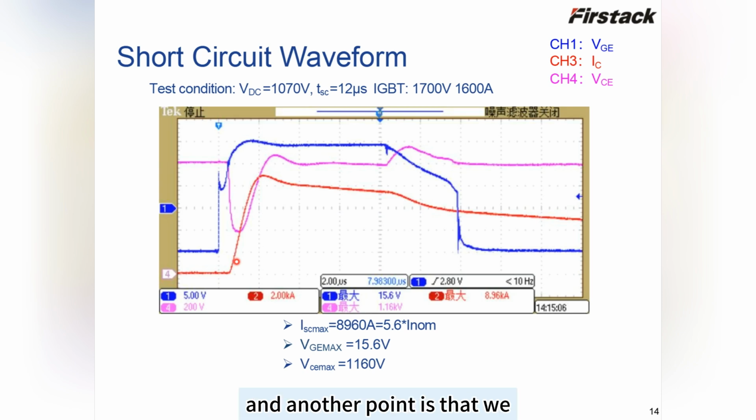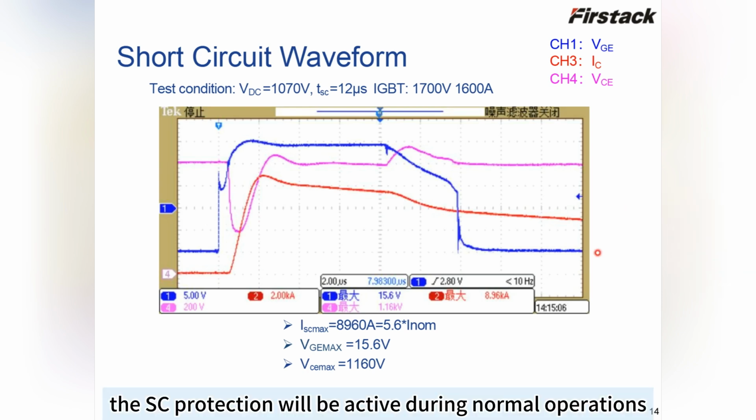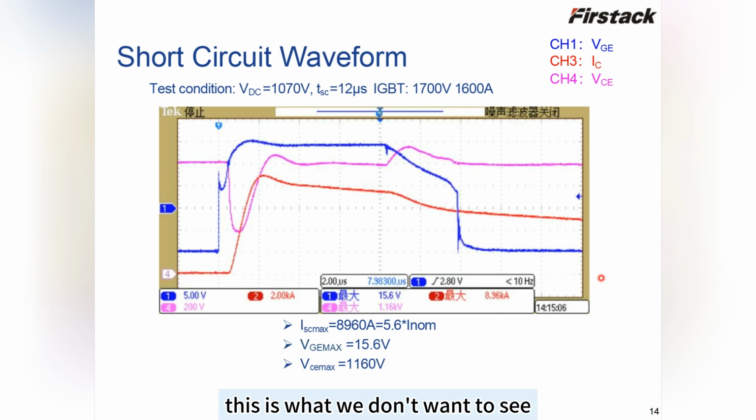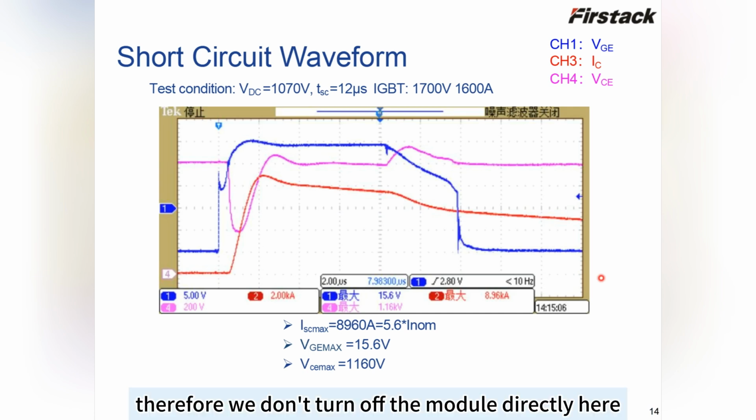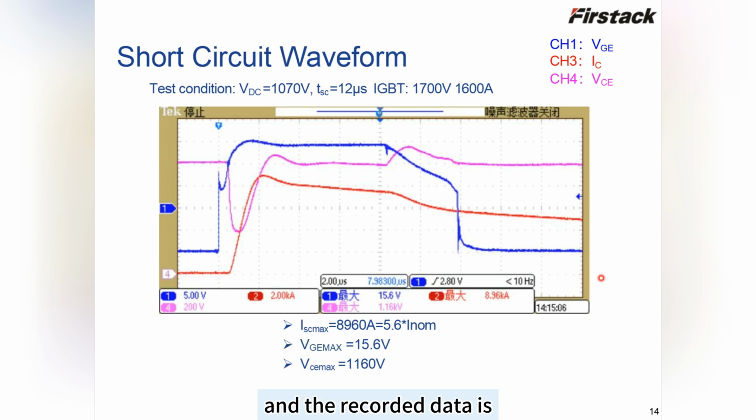Another point is that we need to leave a filter time to avoid a possible fake detection of the short circuit. If you remove this filter time, maybe the SC protection will be activated during normal operations. This is what we don't want to see. Therefore, we don't turn off the module directly here, and the recorded data is below.